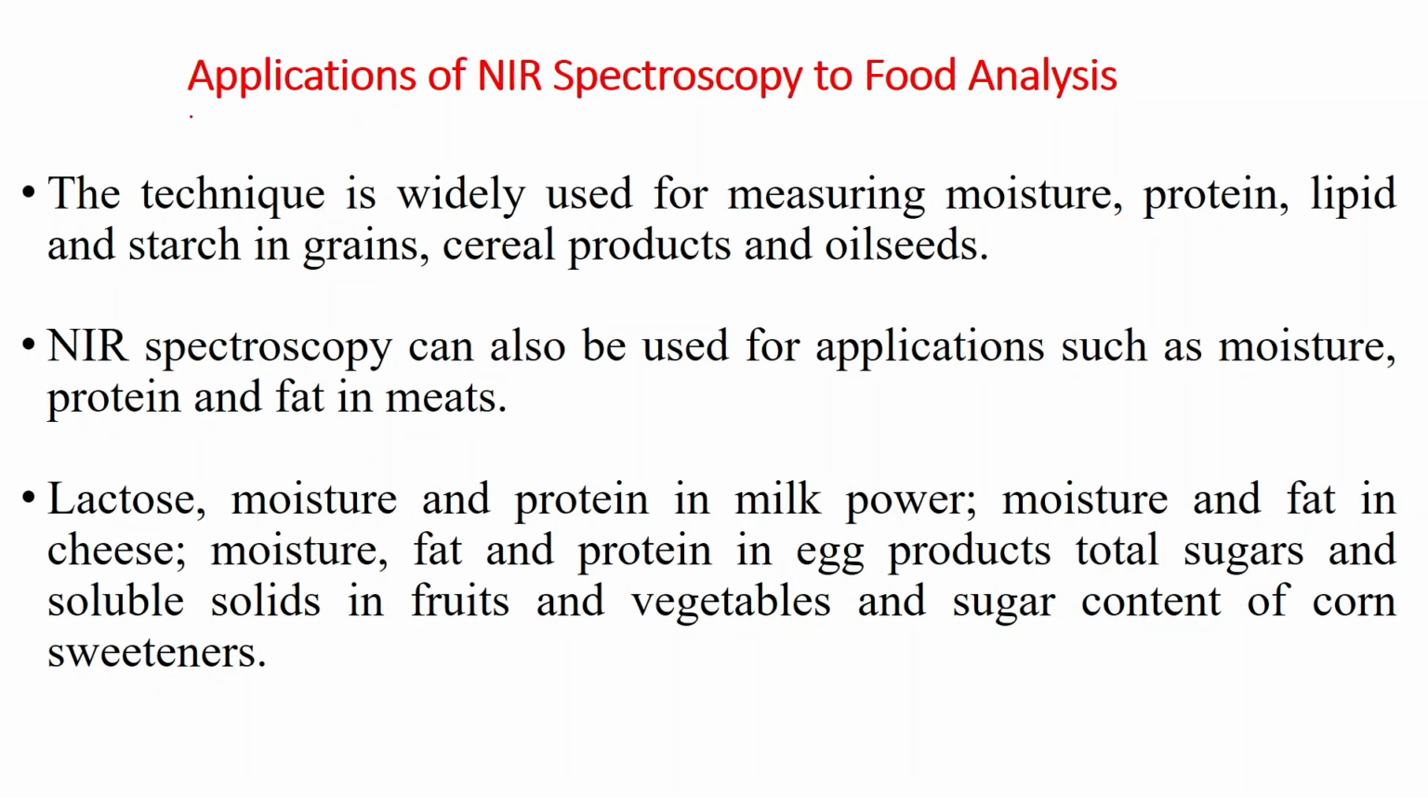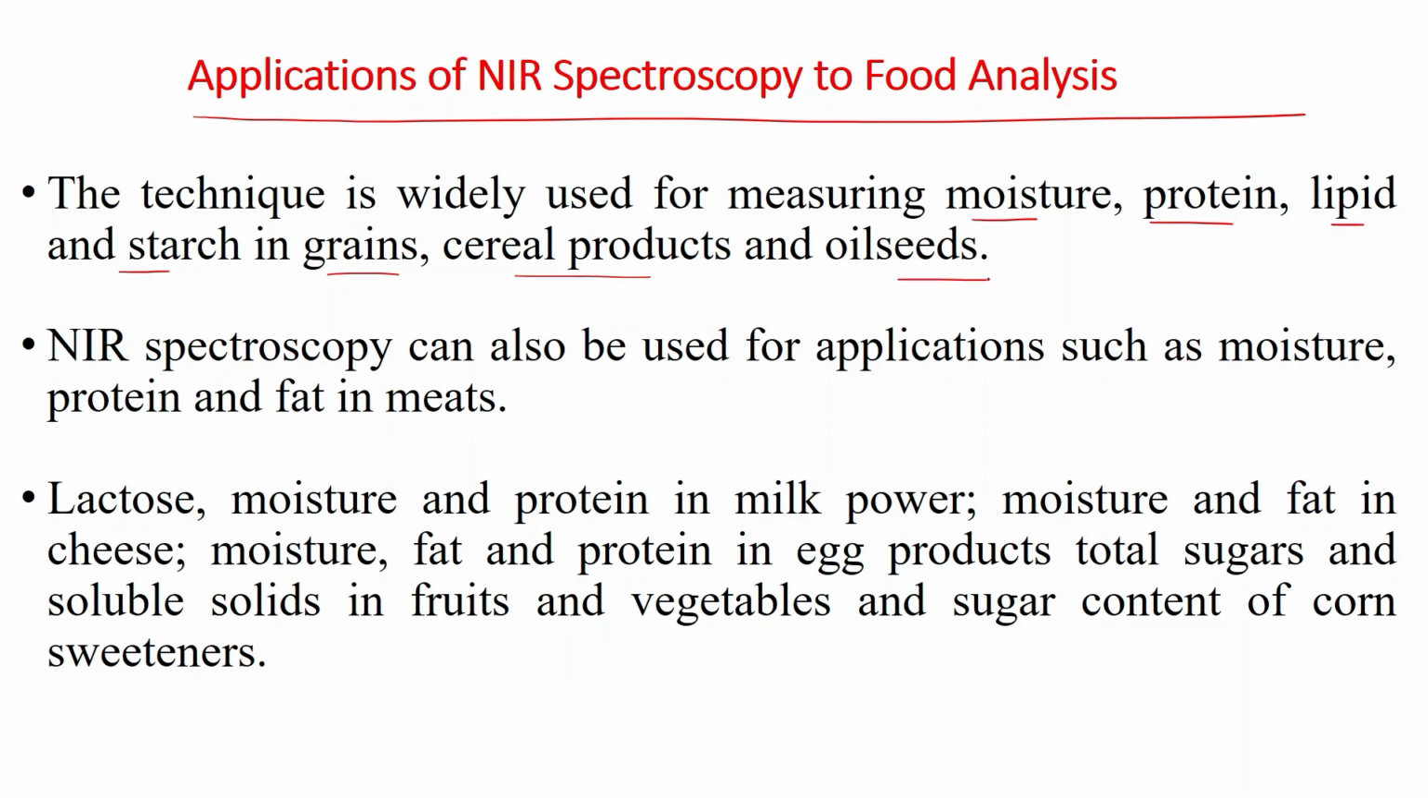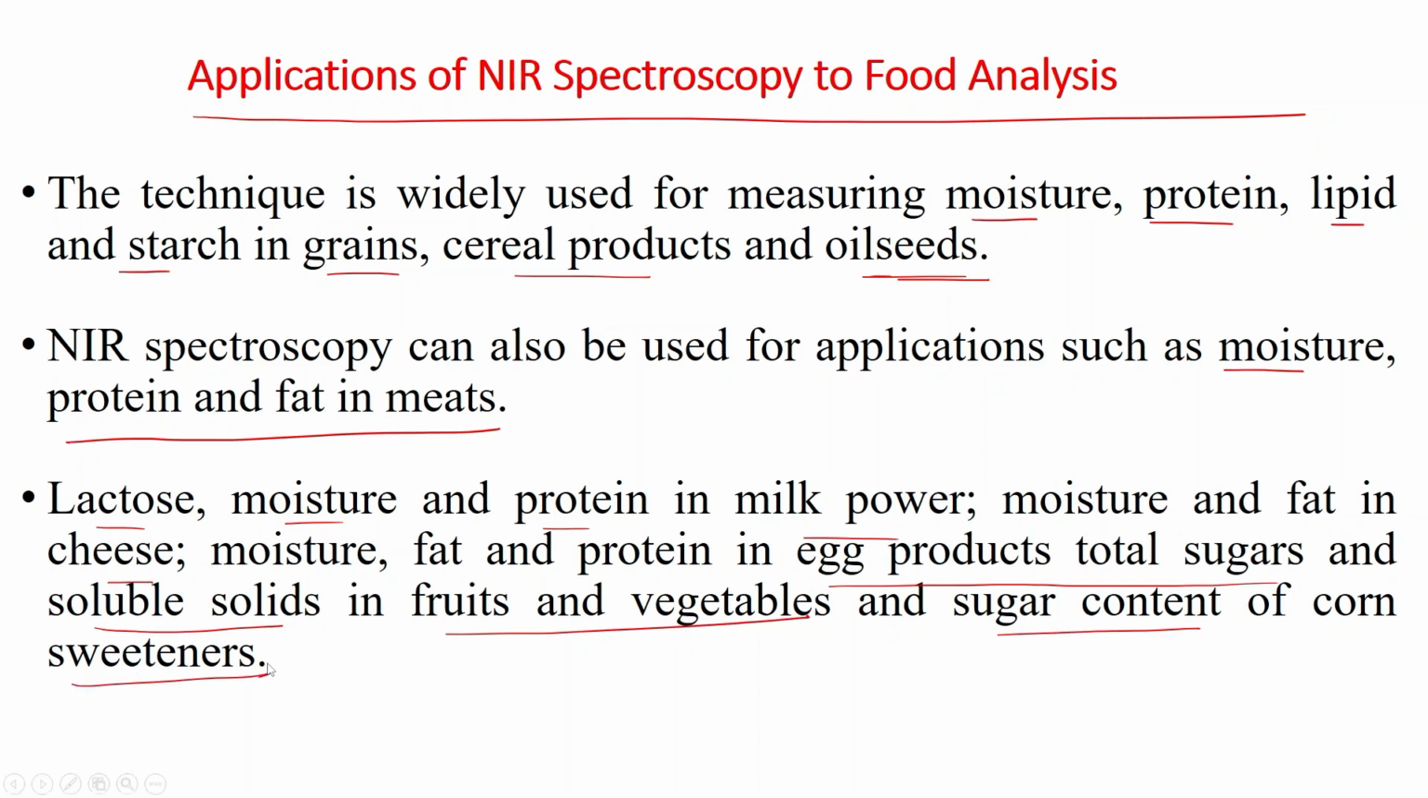Now if you see the applications of IR spectroscopy to food analysis, this technique is widely used for measuring moisture, protein, lipid, and starch in grains, cereal products, and oil seeds. So mostly solid IR spectroscopy is used to analyze solid products. The principle is diffuse reflectance. IR spectroscopy can also be used for moisture, protein, and fat in meats, and lactose, moisture, and protein in milk powder. Moisture and fat in cheese can be determined. Moisture, fat, and protein in egg products, total sugars and soluble solids in fruits and vegetables, and then the sugar content of corn sweeteners. So all these are applications of IR spectroscopy in relation to food analysis.